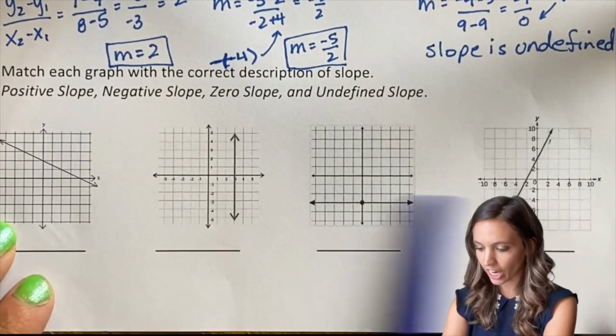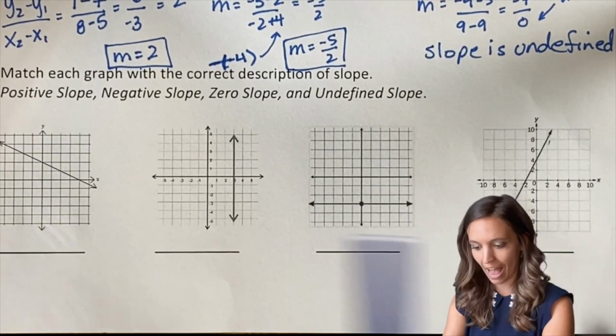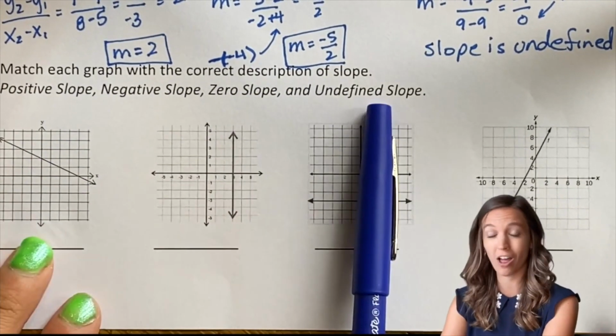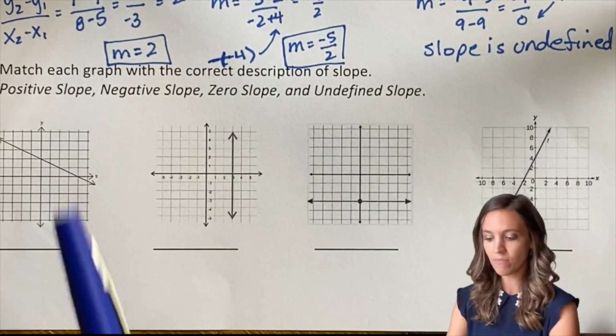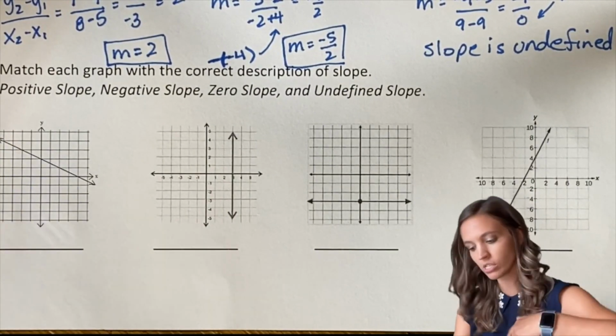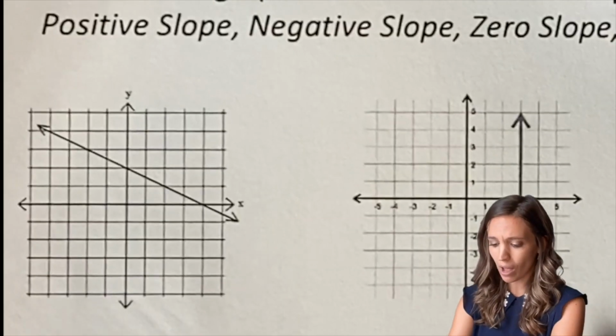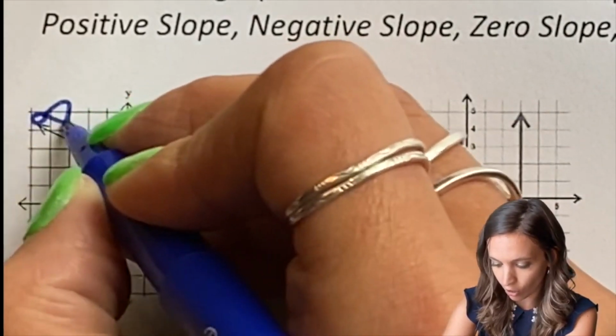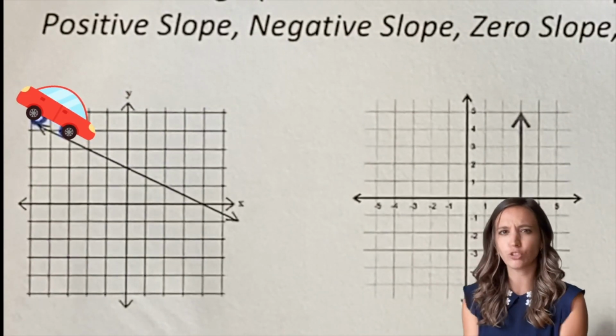Okay, well let's check out this next section. Here we have 4 graphs and they're asking us to match the correct description, positive slope, negative slope, zero slope, or undefined slope to the correct graph. Okay, so for this first graph, I have kind of this slanted linear line, right? So my way of telling if I have a positive or negative slope, I always draw a little car on the leftmost part of my graph. And I try to put myself in that car.